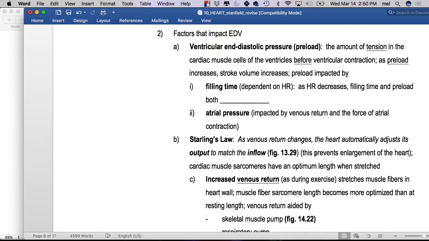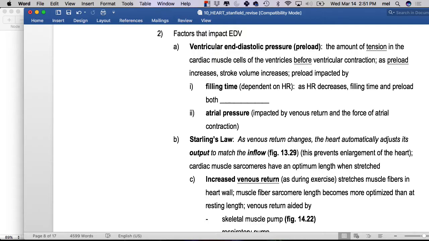And as preload increases, predict for me, as preload increases and you get not just full but fuller, yes, what's going to happen to your EDV? Go up. And what's going to happen to your stroke volume? It's going to go up. Yes, got it? Okay, so preload, the amount of tension in the cardiac muscle cells before ventricular contraction. As preload increases, stroke volume increases. And then let's talk about how you impact preload.